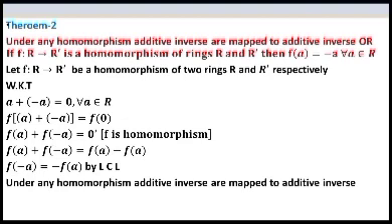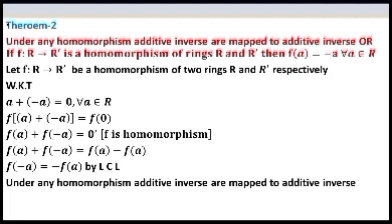Next theorem: under any homomorphism, additive inverses are mapped to additive inverses. The same statement can be said as: if f from R to R dash is a homomorphism of rings R and R dash, then f of minus a is equal to minus f of a for all a belongs to R. Let us prove this property. Let f from R to R dash be a homomorphism of two rings R and R dash respectively. We know that a plus minus a is equal to 0 for all a belongs to R.